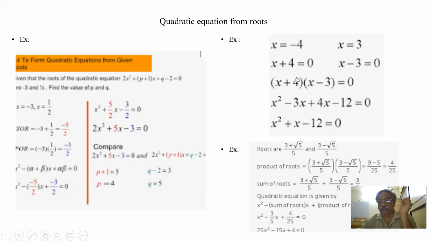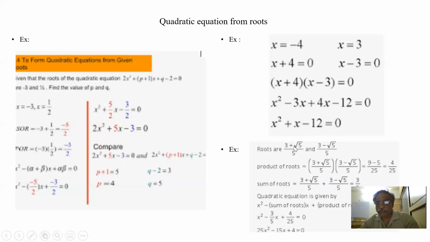Instead of going through all these steps, instead of multiplying the factors x plus 4 into x minus 3, I can straight away write x square minus the sum of the roots. Minus 4 plus 3 is minus 1, and minus of minus 1 is plus. Similarly here, these are the complex roots.